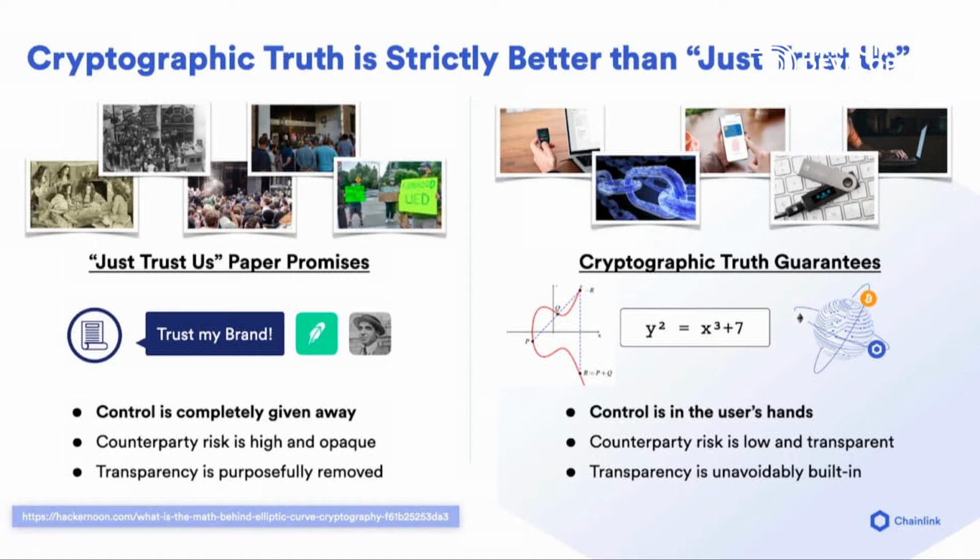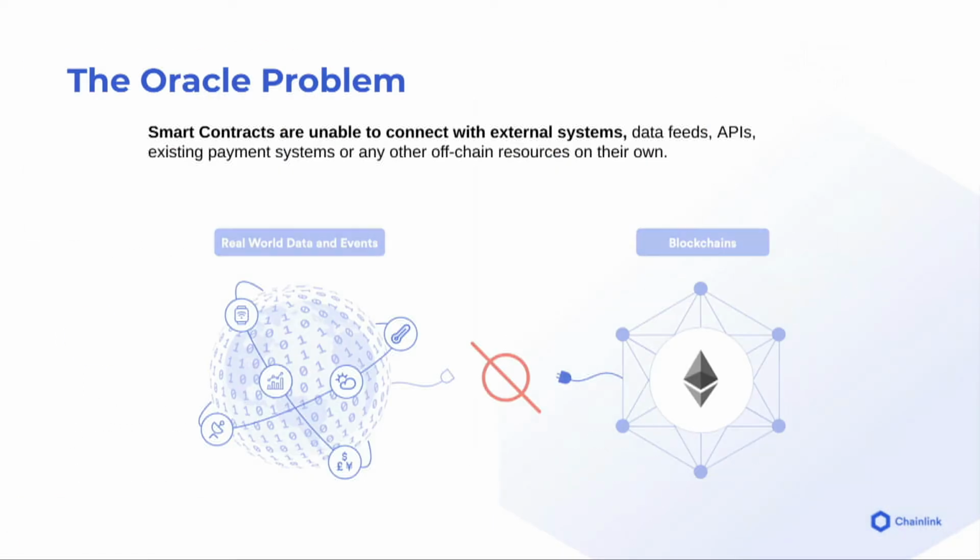Where if you contrast that with the cryptographic truth side of this, the control is always in the user's hands. You know what's going to be going on. The risk is low and transparency is unavoidable. It's built into the way that we build these platforms and the way that we write dApps.